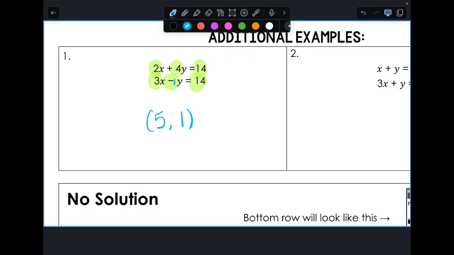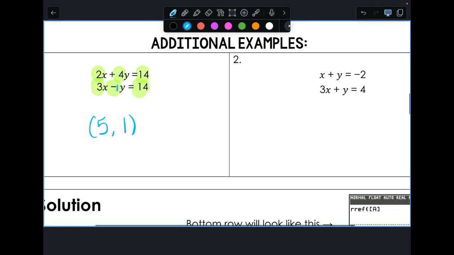Good. Number 2. What are the coefficients that we're going to use? 1. There's no numbers, so yes. 1, -2, 1, 3, 1, 4. Then 3, 1, and 4. Okay.